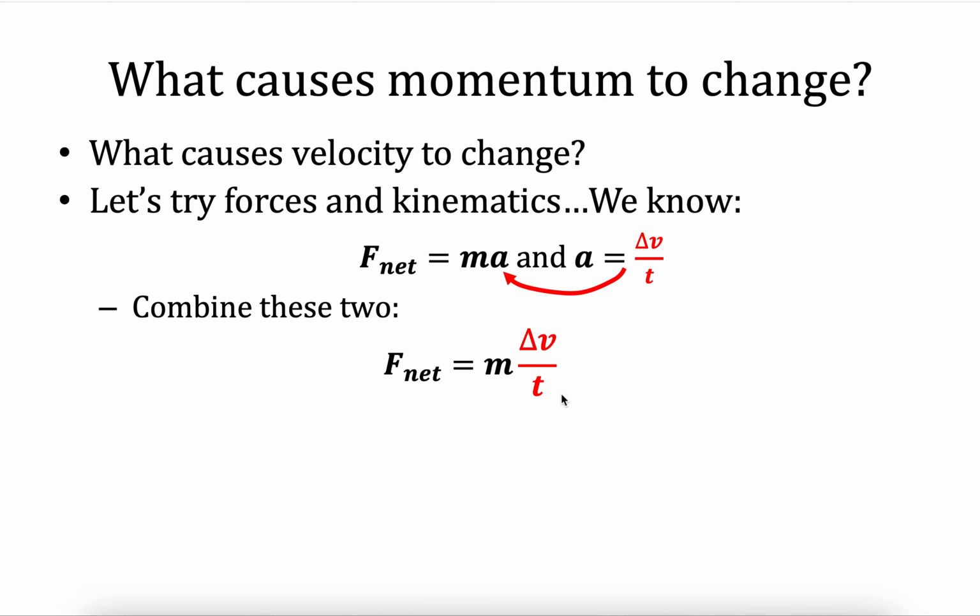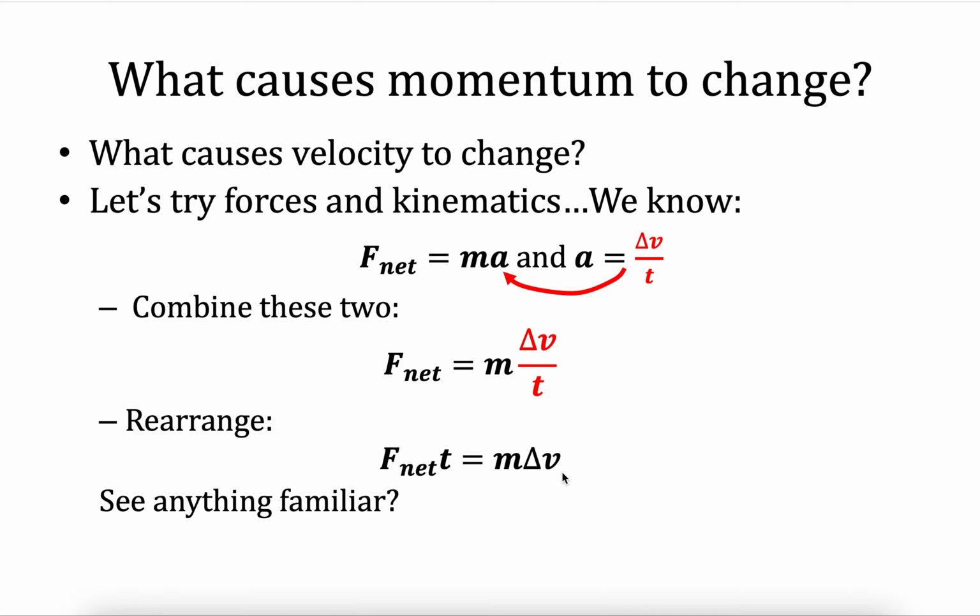All right. Nobody likes fractions. That's just kind of a weird fraction sitting there. So let's get rid of that fraction. And the algebra to do that, you already know, is just going to be multiplied by t on both sides. So I'm going to rearrange. I'm going to multiply by t on both sides. It's going to get rid of it over here because t over t is 1. So I have F net times t equals m times delta v.